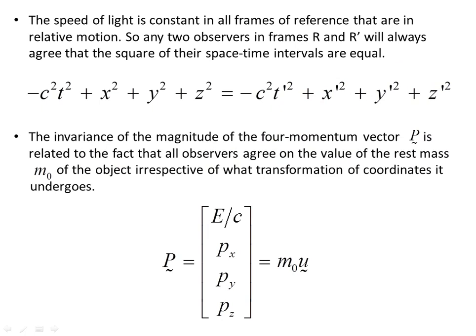The invariance of the magnitude of the four-momentum vector p is related to the fact that all observers agree on the value of the rest mass m0 of the object, irrespective of what transformation of coordinates it undergoes. And we'll see that shortly, but the momentum 4-vector here is given by the rest mass times the velocity 4-vector, or in component form E over c for the time component, and then the spatial momentum components here.